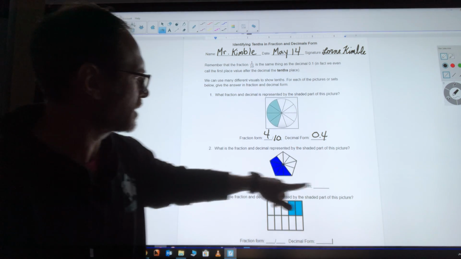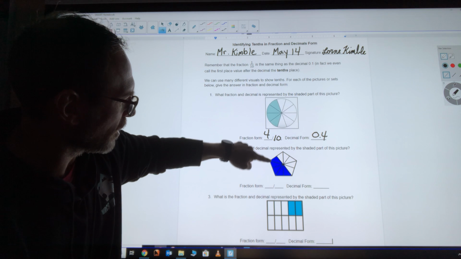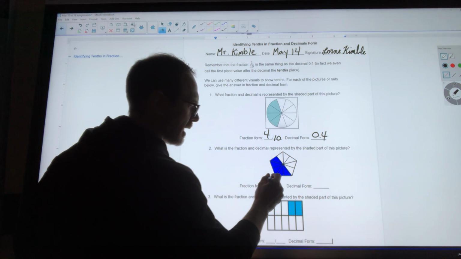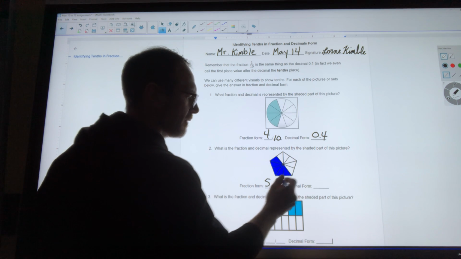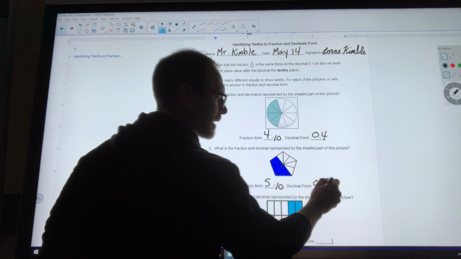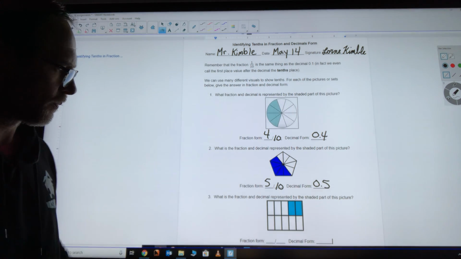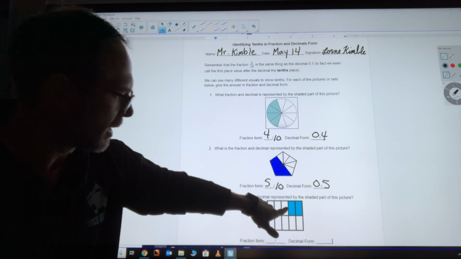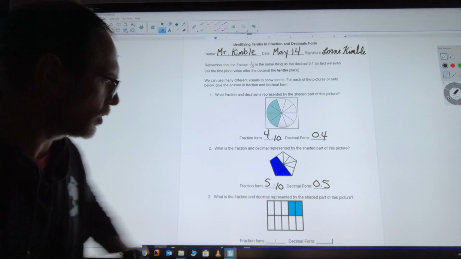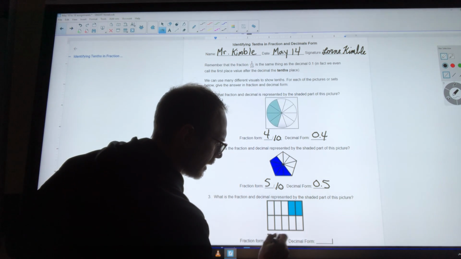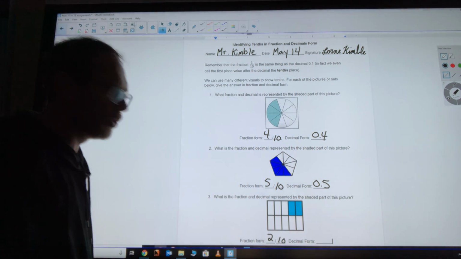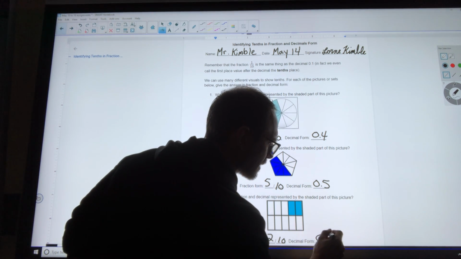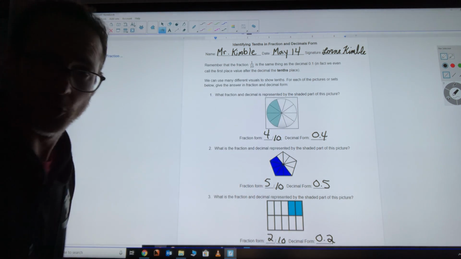The second shaded picture has 10 parts also, but you can see there are 1, 2, 3, 4, 5 parts shaded in. So this is 5 tenths, and in decimal form we write that as 0.5. The third one is once again in 10 parts, and it has 2 shaded in. So in fraction form, we write that as 2 over 10 or 2 tenths. And in decimal form, we write that as 0.2 or 2 tenths.